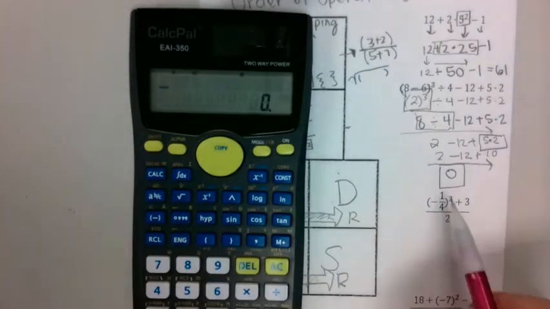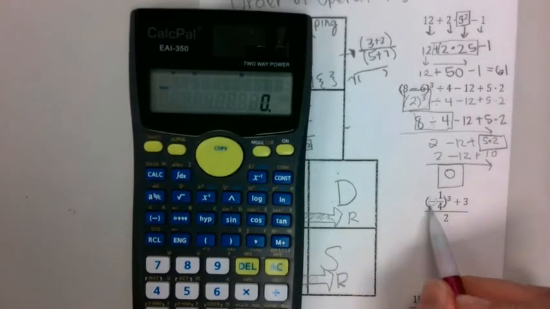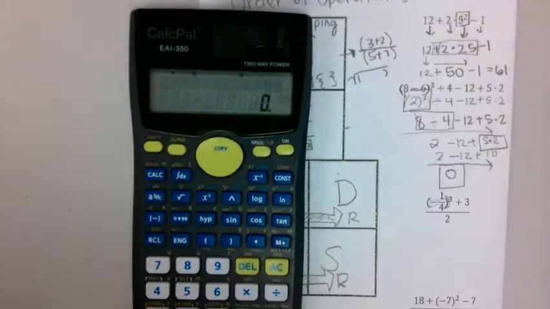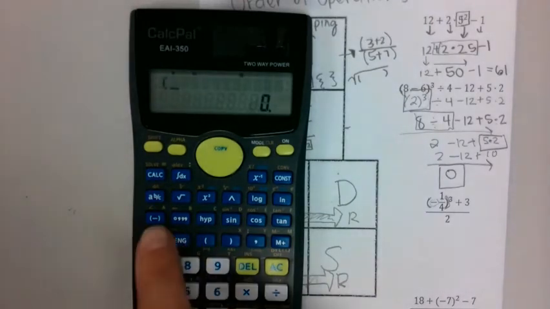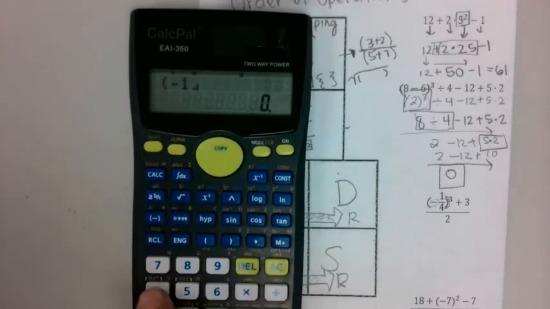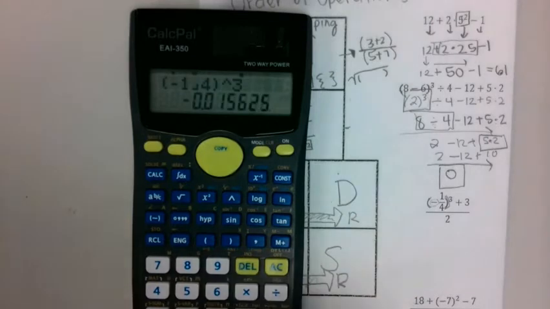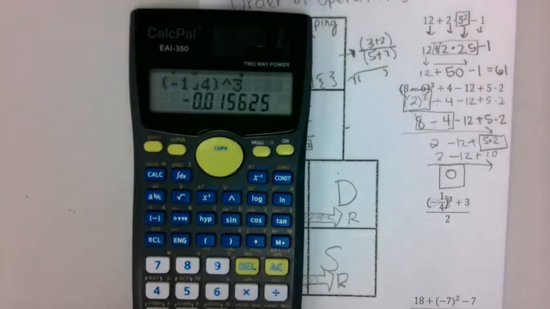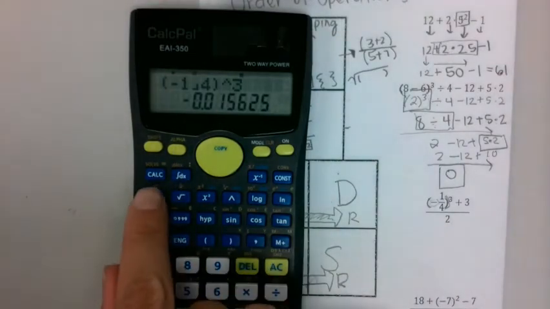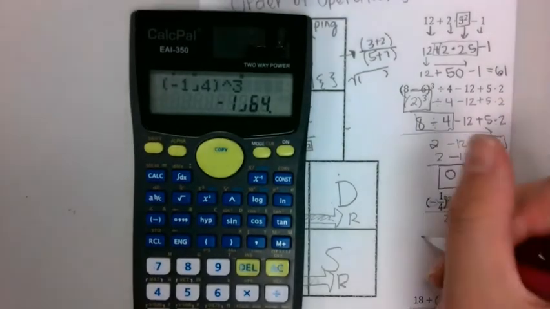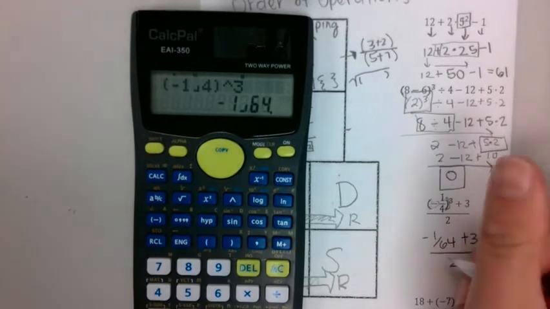So here I go. I'm going to make sure when I type this in, whenever I have a negative, I need to make sure I include those parentheses in my typing in the calculator, because it does matter. So negative 1/4, I'm going to close the parentheses, to the power of 3 equals, and that is a big long number, and I'm going to change that to a fraction by clicking my fraction button. So I have negative 1/64 plus 3 divided by 2.